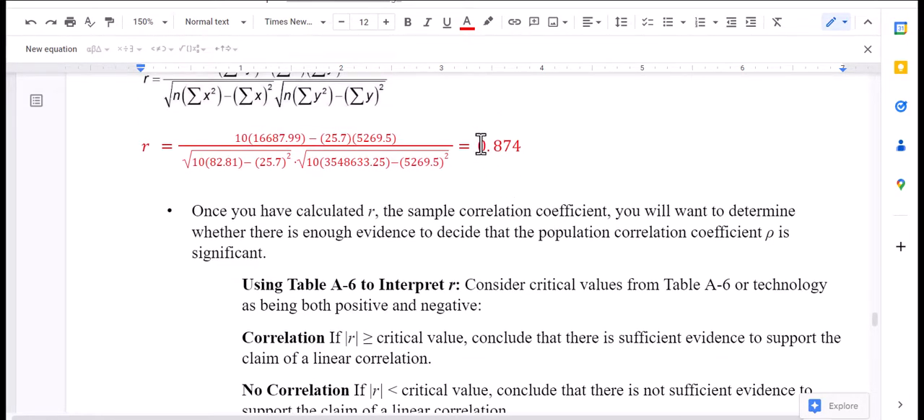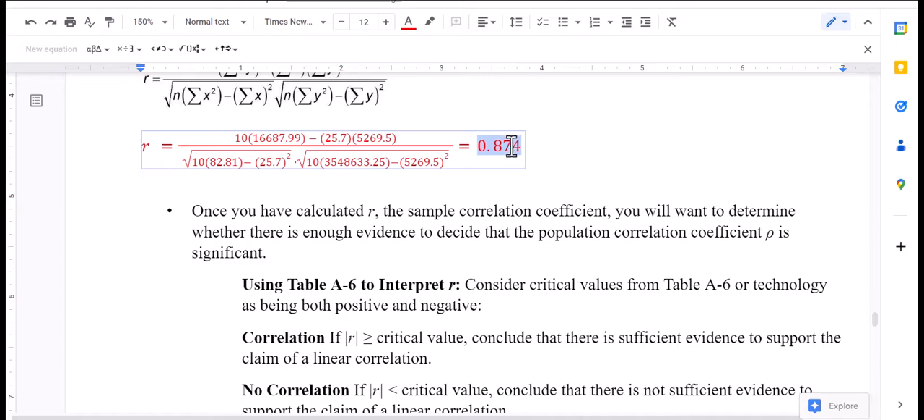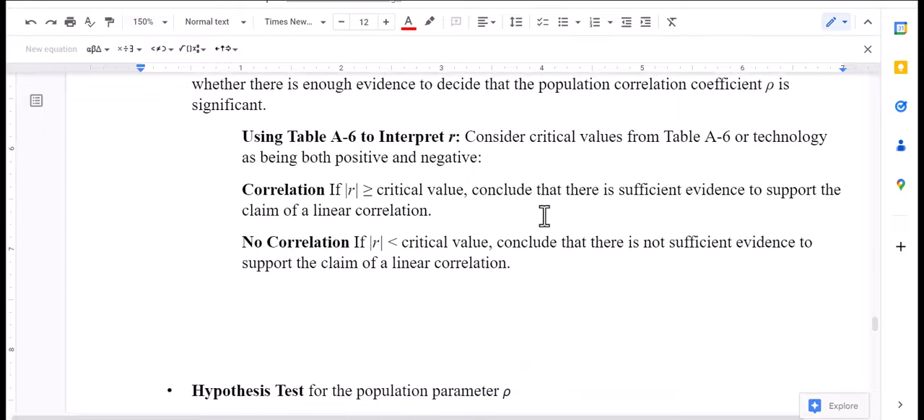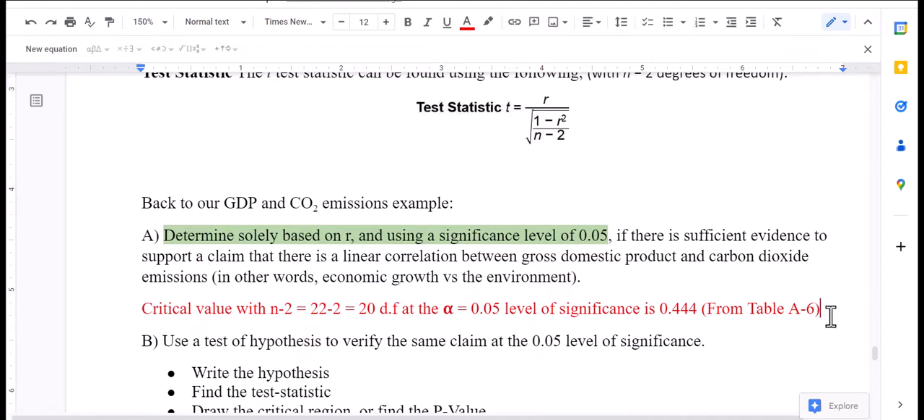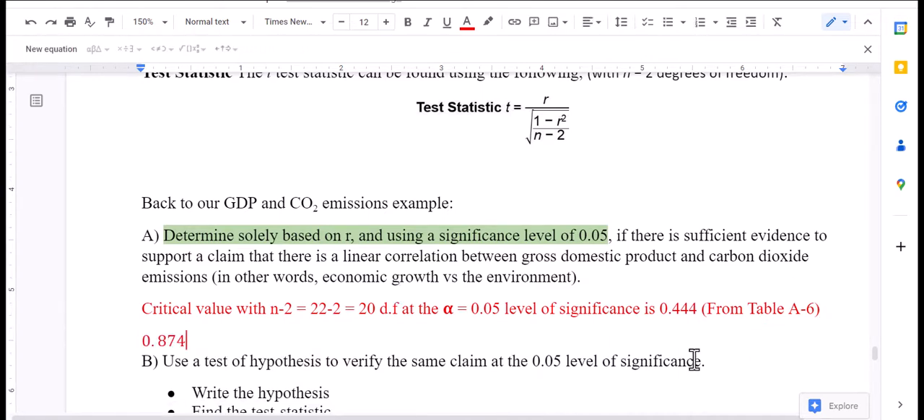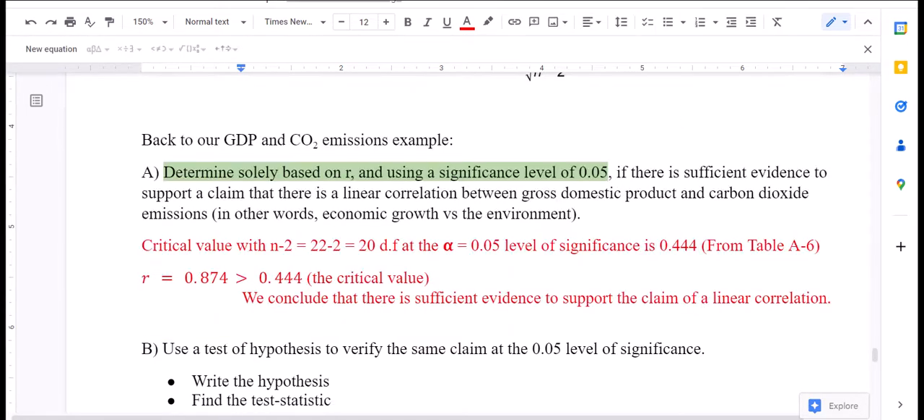And so our r is 0.874, which is already positive, so the absolute value of a positive number stays positive. So that's our r. Let's take that and put it over here just to state our conclusion. So we're going to say r equals 0.874, which is greater than our critical value. So we conclude that there is sufficient evidence to support the claim of a linear correlation. And so this is determined solely based on r.